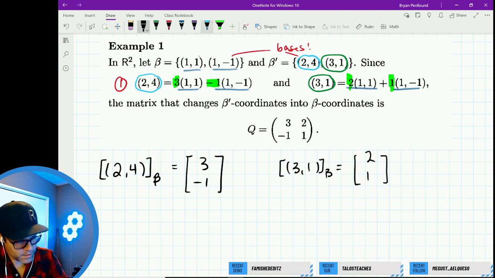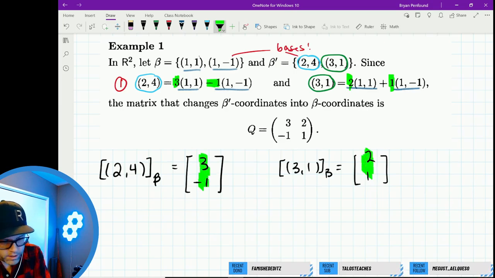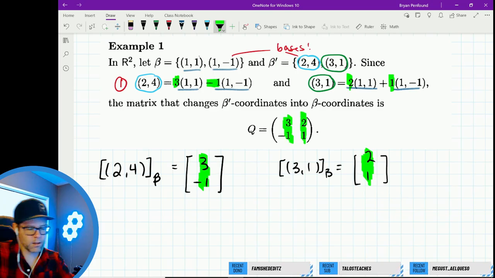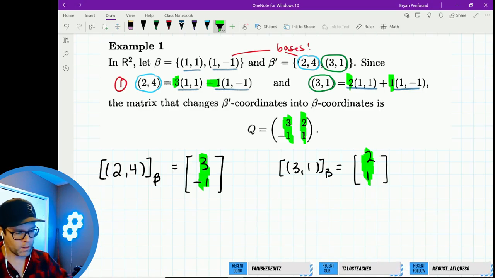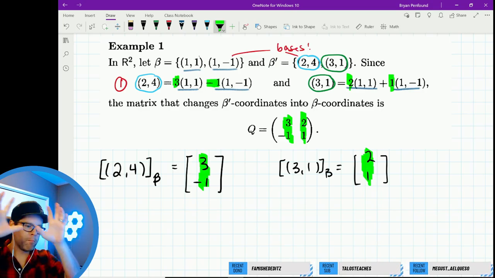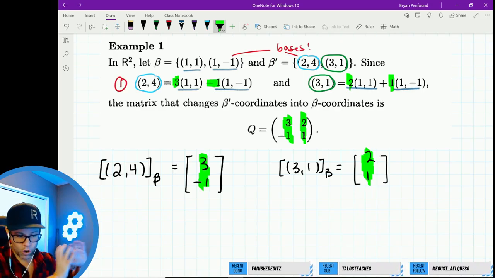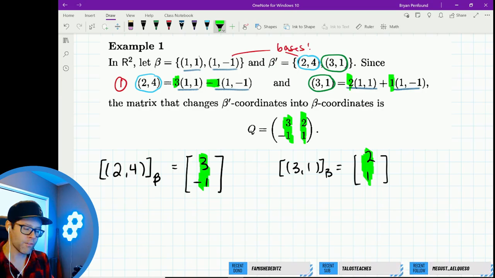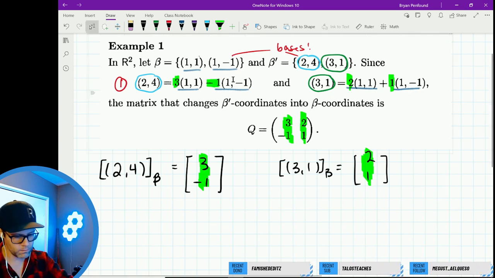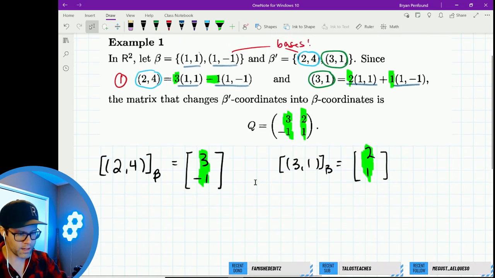And then I guess the next biggest thing to notice is that these 2 coordinate vectors become columns inside the matrix that we're curious to get. So the first step is to take basis beta prime, express it as coordinate vectors with respect to basis beta. And then as soon as we have those coordinate vectors, they become columns of Q. So that's what they've started to do.